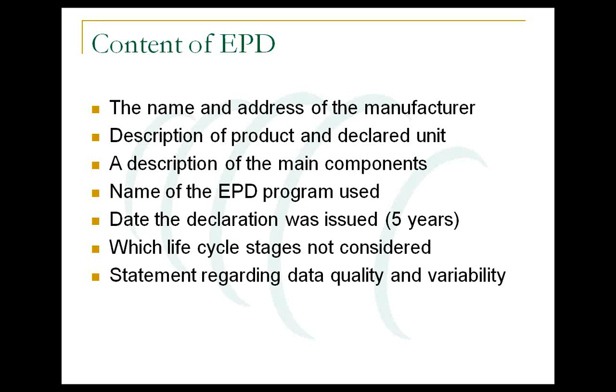Contents of the EPD, very basic information that has to be included: the name and address of the manufacturer, the description of the product, the description of the main components of the product, name of the EPD program that was used to verify the EPD, date the declaration was issued, and that it's valid for a period of 5 years, which life cycle stages were not considered, and then a statement regarding the data quality and variability of the data.